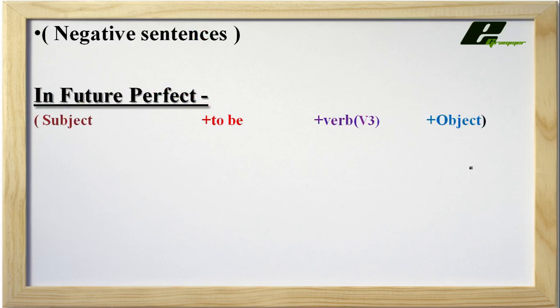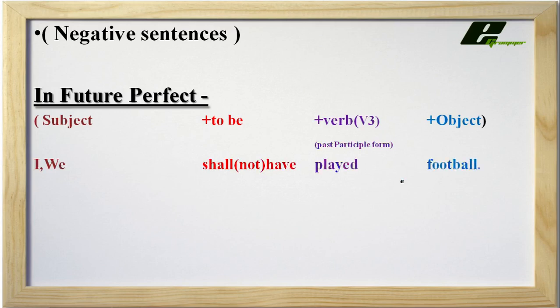Now I have written the same formula of future perfect tense, but what we have to do here is just make a small change in it. See, if my sentence begins with we, then it would sound like this. We shall not have played football. What we have to do is, in between shall and have, we have to add not, and that sentence becomes a negative sentence. Understood? Similarly, if you want to make its short form, the shall not's short form is shan't.